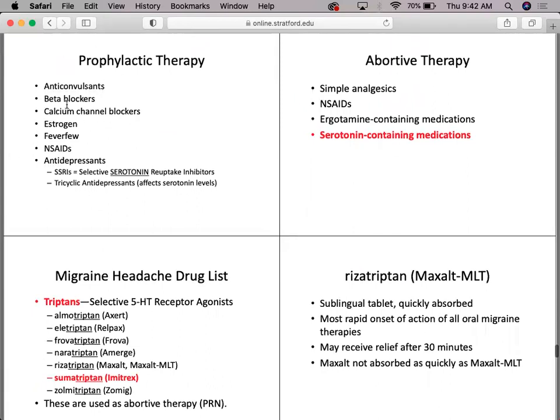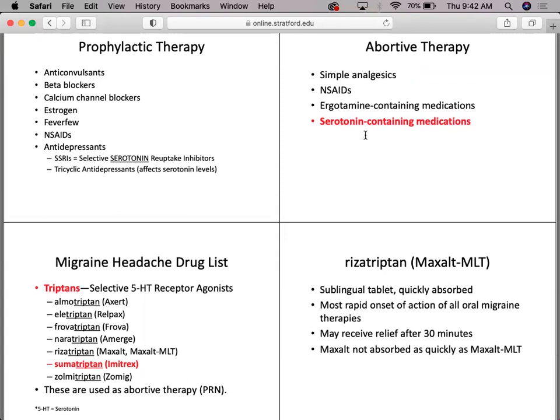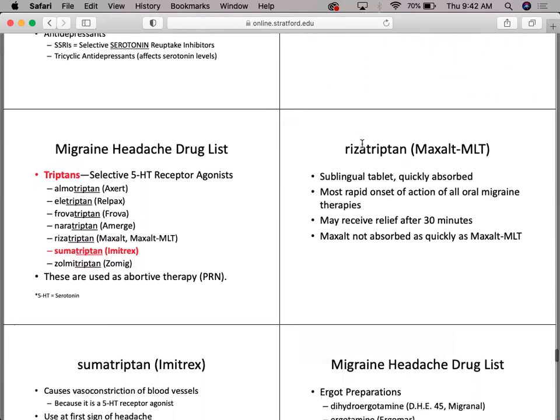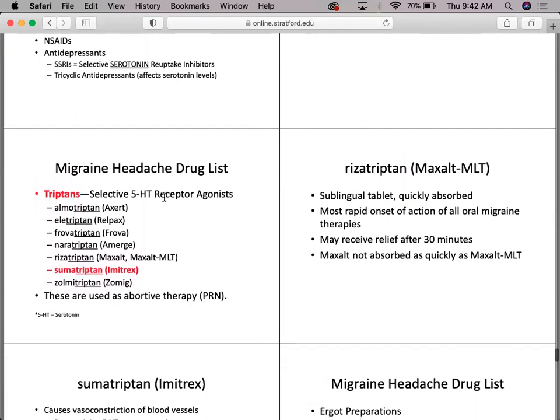And do you have to memorize this? No. I just want you to know there's a group. It's called prophylactic, and there's another group, abortive, right? And serotonin, right? Anything triptan, okay? So triptan, sumatriptan, Imitrex, and that's really, Dr.